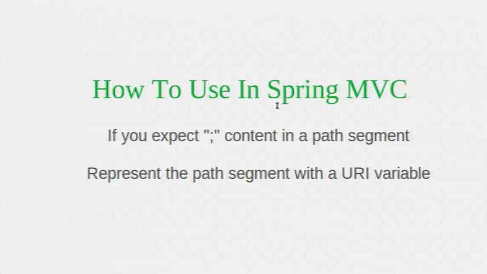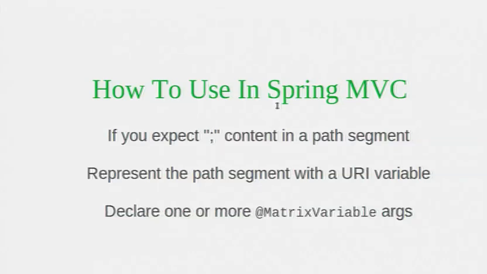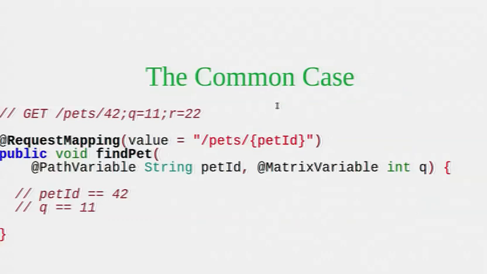So first rule is you have to put some kind of a URI variable in the URL in the place where you expect them to appear. And most often you're going to do that by representing the whole path segment. I think I would recommend doing that this way. And then you use an annotation as usual.